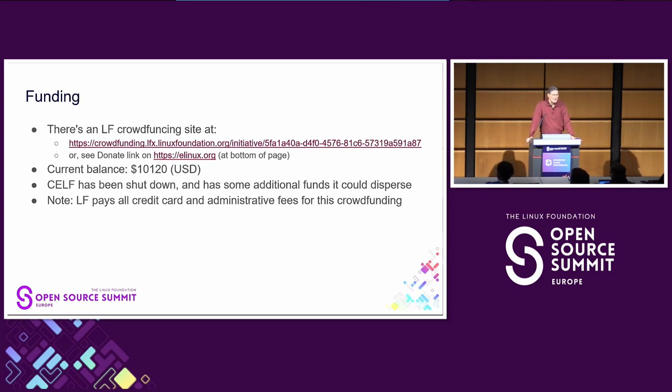We have $10,000 in the account right now. So there's money in there that we can go out and actually pay for people to work on the wiki if we want to, or whatever we want to use that money for to advance the ecosystem. So the CE Linux Forum has shut down and the Core Embedded Linux Project has shut down. There's just a little bit of funds left that could also be donated if it seems like this is going to be a good place to put that money.